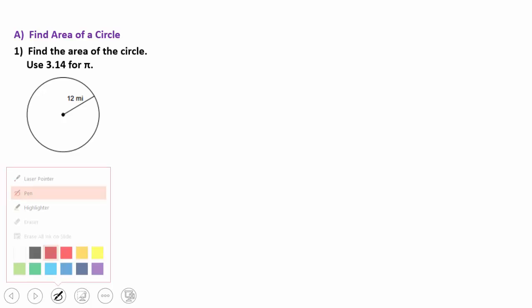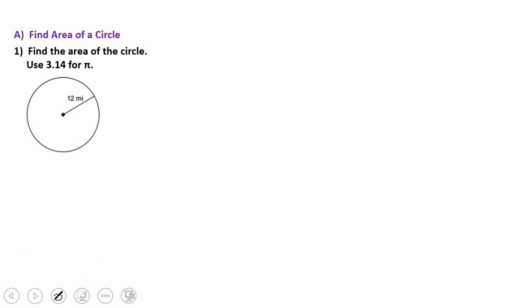Our first example: find the area of the circle. Use 3.14 for pi. So we write our formula: area equals pi times the radius squared. Nothing more than plugging and chugging usually. So we recognize in our circle that they do give us the measurement of the radius. According to the picture, a segment going from the center to the edge is a radius. So we're doing nothing more than plugging numbers in and doing some math in the proper order of operations. Would we multiply first or would we square first? Yeah, that's correct. We're going to square first.